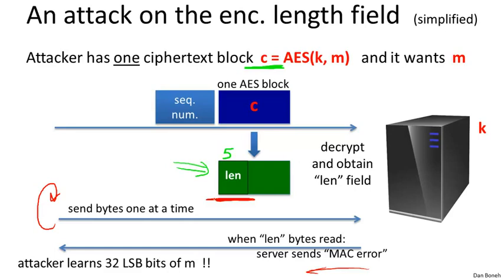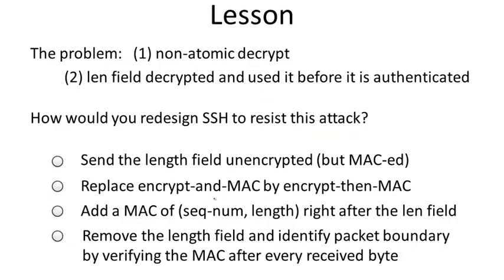This is a very significant attack because the attacker just learned 32 bits of the decrypted ciphertext block, and since he can apply this attack to any ciphertext block he wants, he can basically learn the first 32 bits of every ciphertext block in a very long message. So what just happened here? Well, there are actually two things that were wrong in this design.